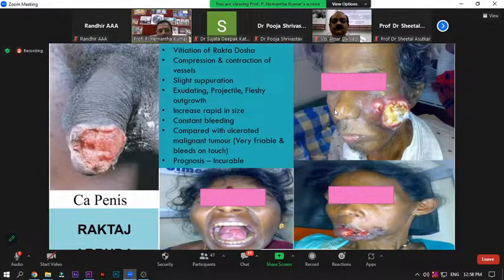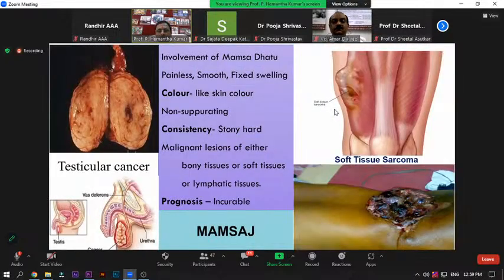Then coming to Rakta Arbuda, it looks like a carcinoma, a malignant tumor of various origins. Some examples I have given are carcinoma of the tongue, carcinoma of the cheek, carcinoma of the penis. They involve blood tissue, and they are considered Rakta Arbuda. And Mamsa Arbuda, originating from muscle tissue, is also considered a malignant tumor. I am giving the examples of soft tissue sarcomas, testicular cancers, etc. They are considered Mamsa Arbuda.